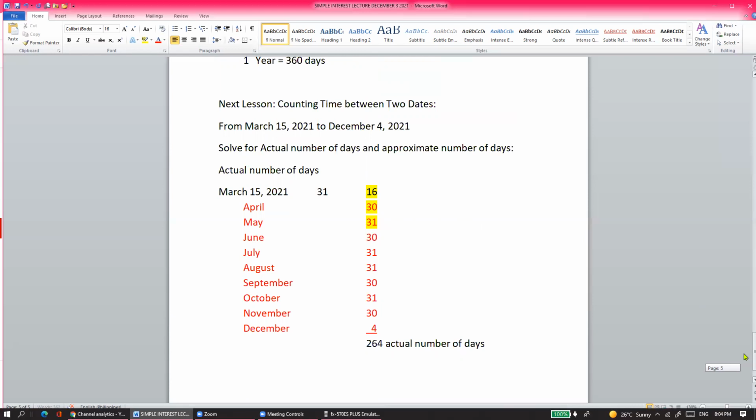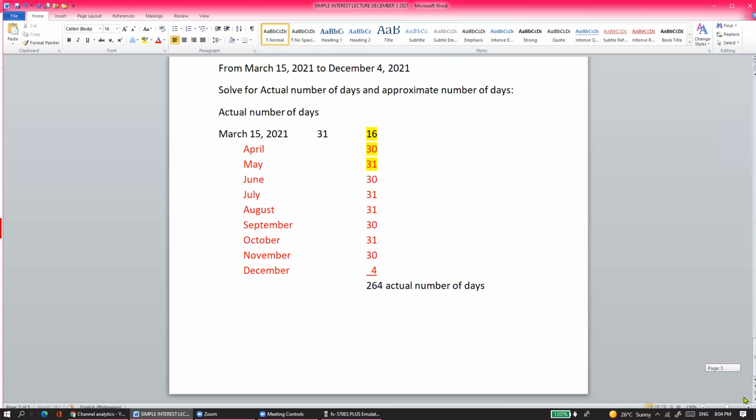Klaro ba? Yes po. Ngayon, kapag approximate, tingnan mo siya, anak, no? Kapag approximate, ganito lang ang approximate. Approximate number of days, ganito lang kasimple. So, papakita ko siya sa baba. So, March 15, 2021. Kaya lang, dahil approximate tayo, ang sabi ko kanina, lahat ng buwan, 30 days lang. So, ibig sabihin, hanggang 30 lang tayo dito.